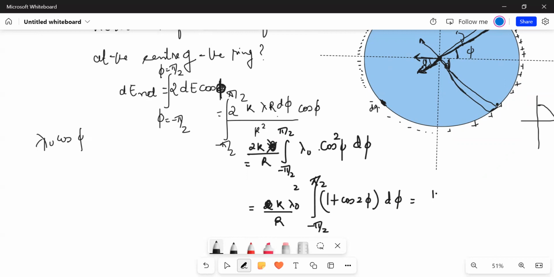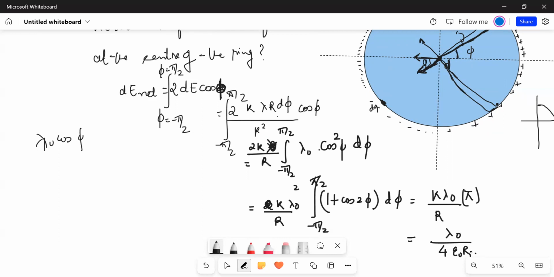So this will give you K lambda naught upon R into simply pi, because this d phi would integrate to give phi, and pi by 2 minus of minus pi by 2 is pi. So your answer would be lambda naught upon, this pi would cancel, upon 4 epsilon naught R. Is that clear?